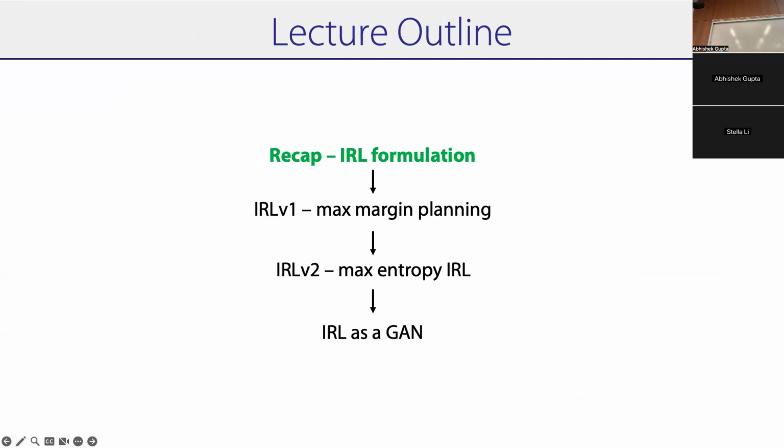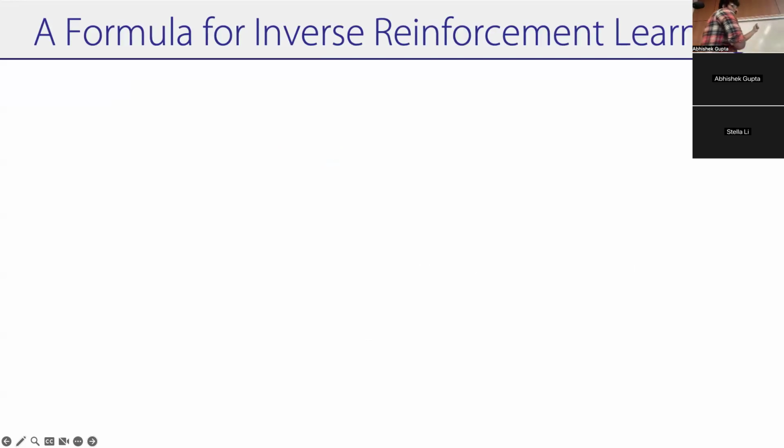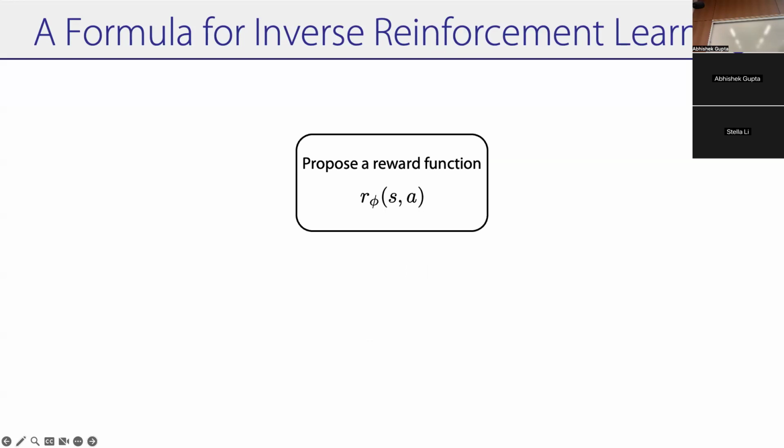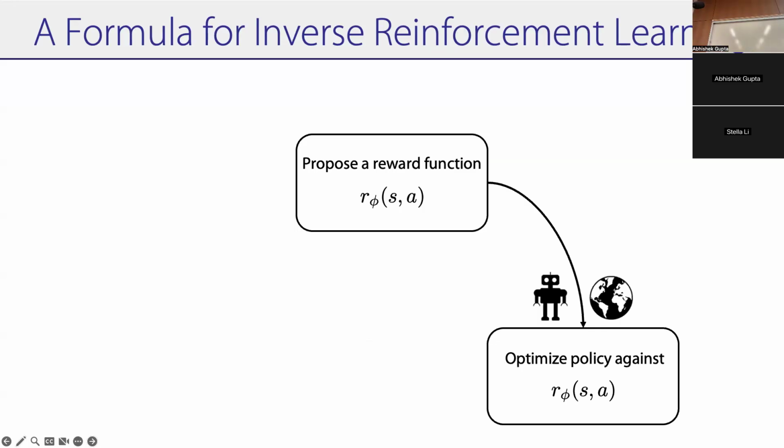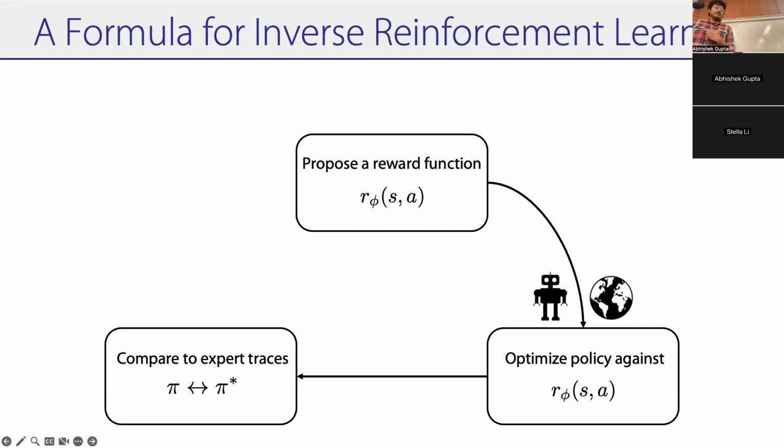Questions before we go? Okay, so a basic template for the inverse RL algorithm is the following. You propose some reward function, R phi, where phi is the parameters of your reward function. Then you optimize a policy against your R phi, so you do RL against R phi. Then you compare the policy you get from R phi against your expert traces. This gives you some signal on how to adjust your reward function. I'm going to go back, adjust my reward function, and repeat. So the process is: propose a reward, do RL, see how similar the result was to the expert demos, go back, change your reward function, repeat.